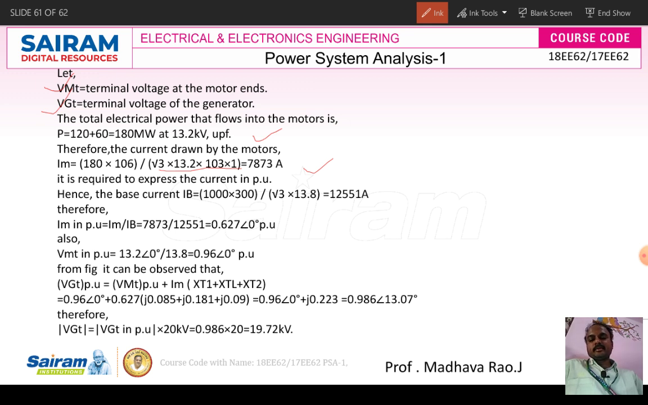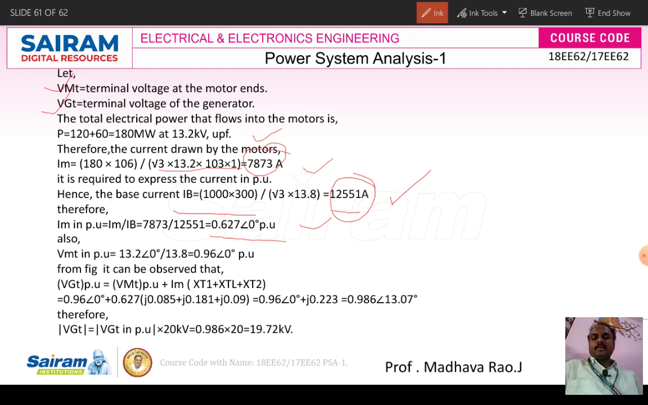To express the current in per unit, IB is equal to 1000 into 300 by root 3 into 13.8. So IM in per unit is equal to IM by IB. IM is 7873 and IB is 12551 amperes. Taking the ratio of these two values, you will get 0.627 per unit.